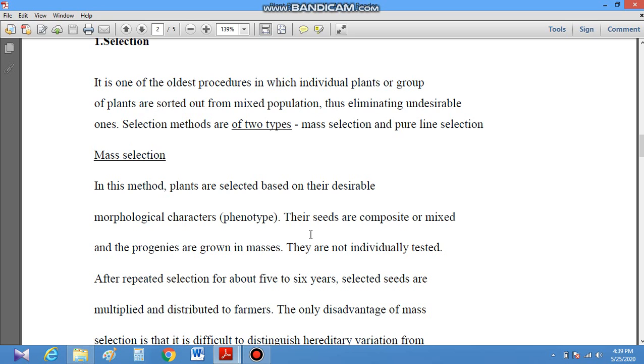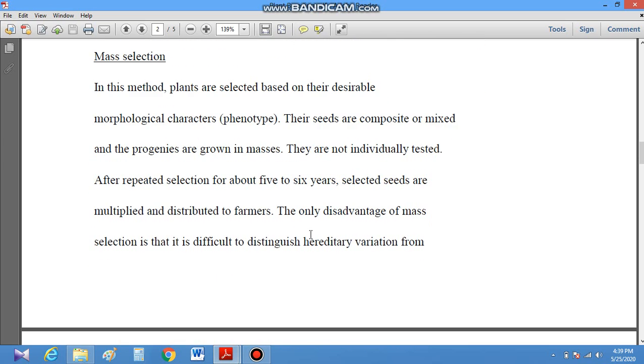For mass selection, there are various steps. First is the selection of the base population. We first select the base population from which we will select the desirable plants. Then in the next step, selection of desirable plants from the base population is done, and after it, in the next year, mixing their seeds to raise the next generation. We mix the seeds of selected desirable plants, then we sow them and raise the next generation of the plant.